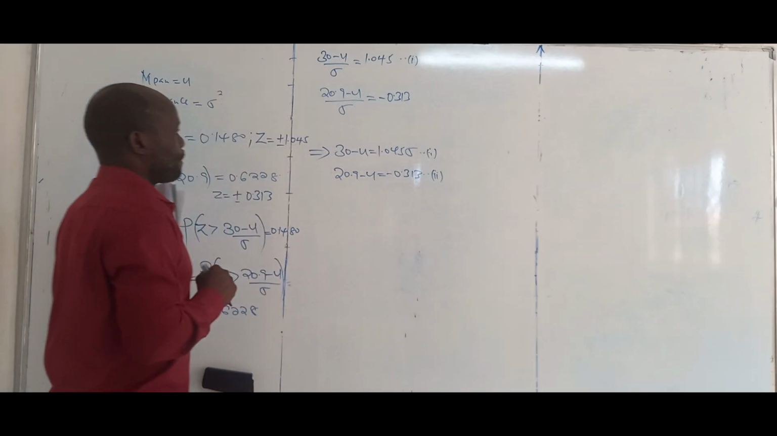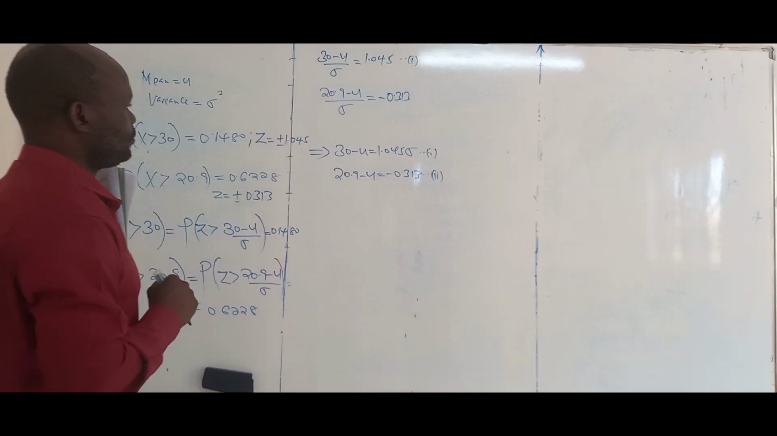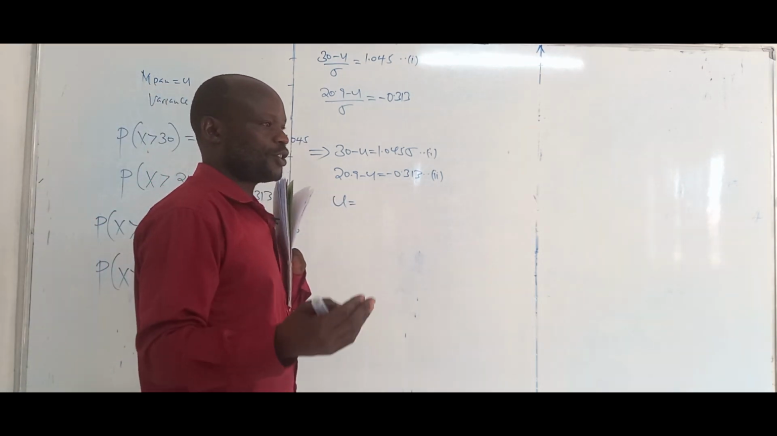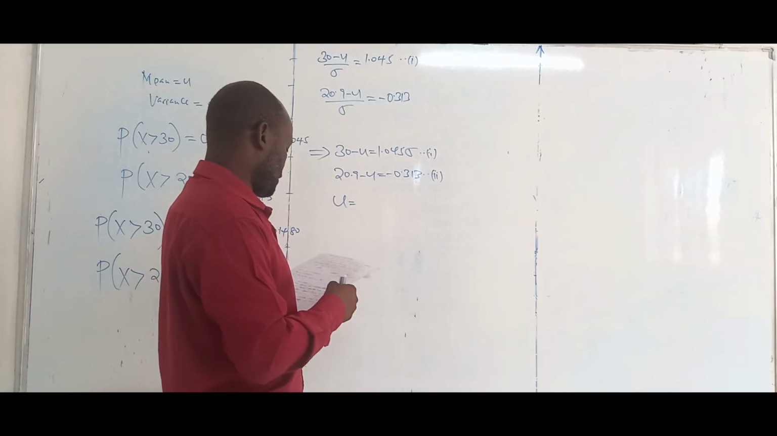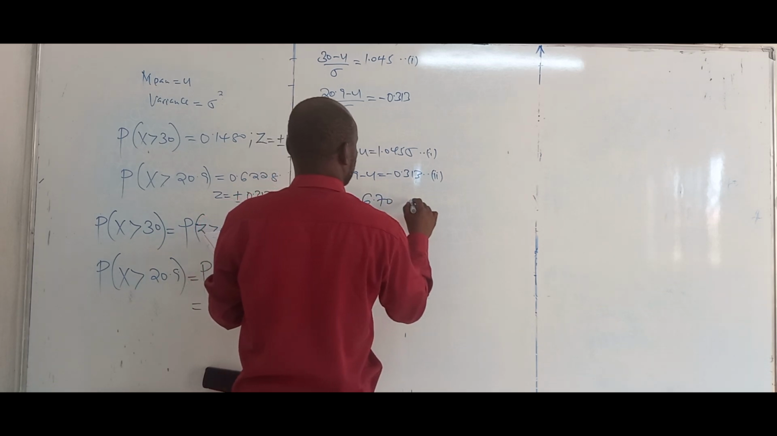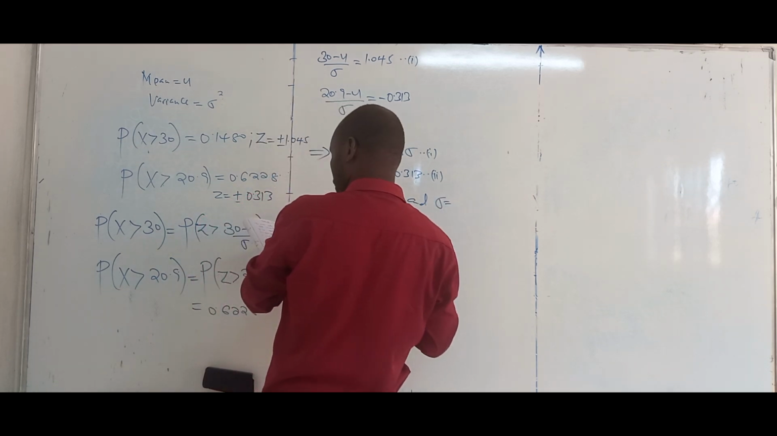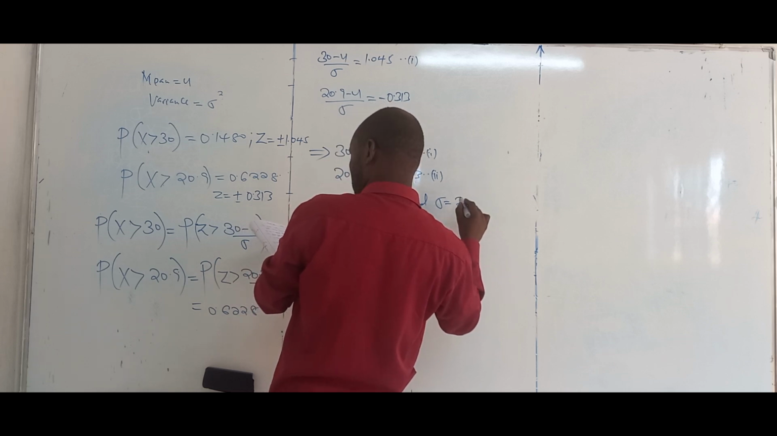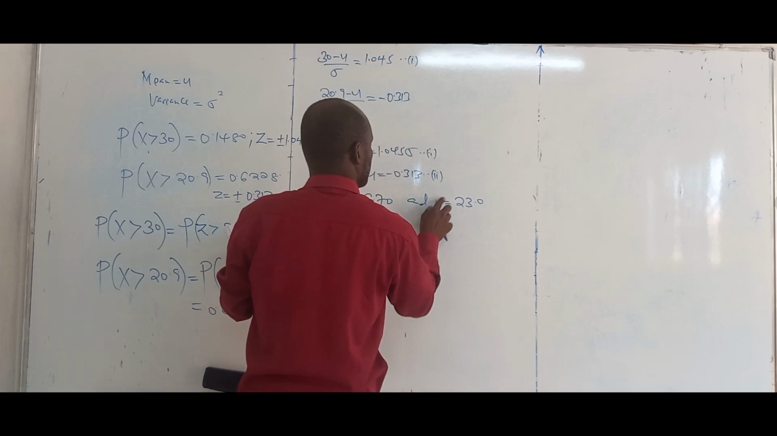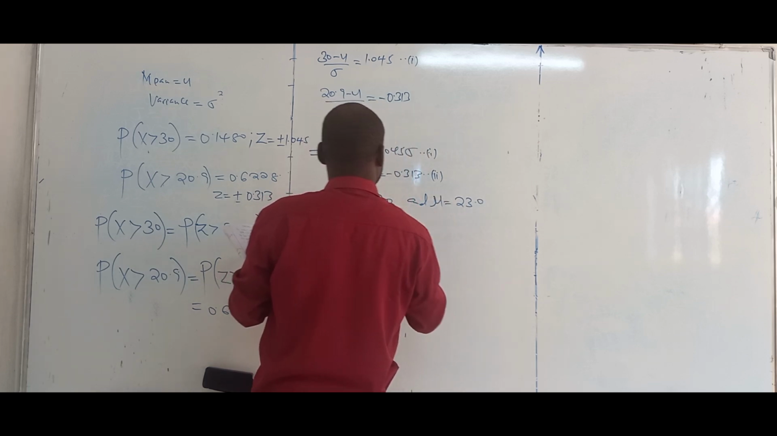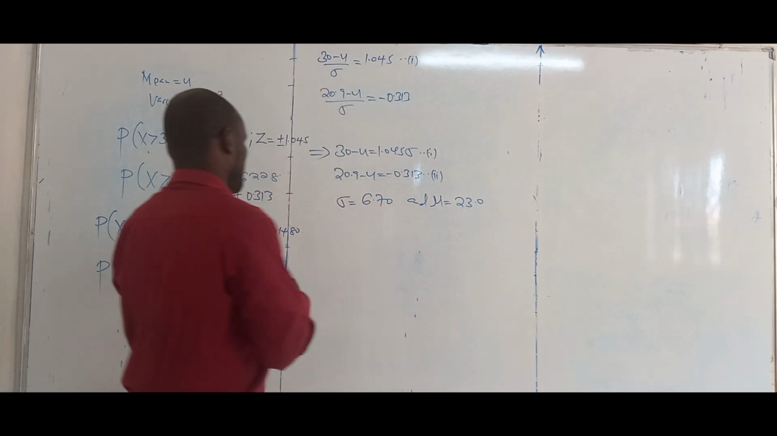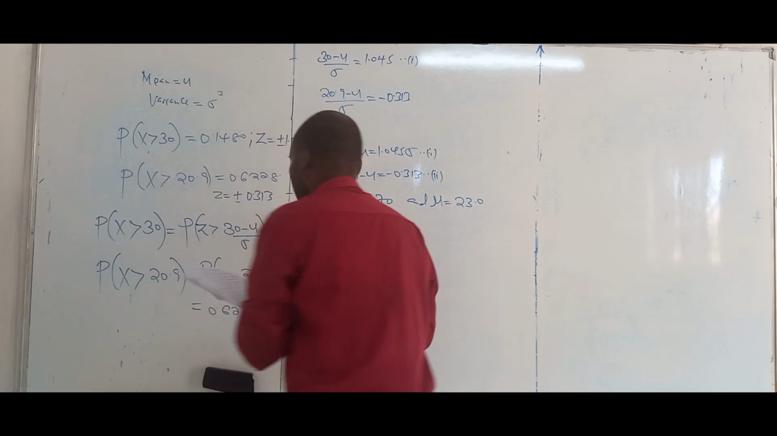So if you solve them using any method, be it substitution, elimination, even if you choose graphical, whichever way, that will give us a mean of 23.0 and a standard deviation of 6.70. So the mean is 23 and the standard deviation is 6.70. So those are the answers.